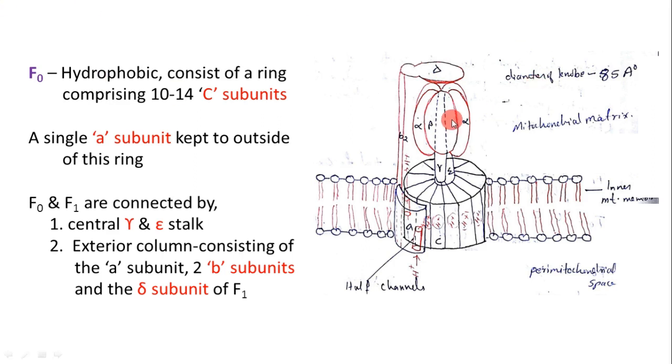The diameter of the knob, or the F1 particle, is 85 angstrom, and the F1 particle is facing towards the mitochondrial matrix, and the F0 particle is facing towards the perimitochondrial space, or it is fitted on the inner mitochondrial membrane.